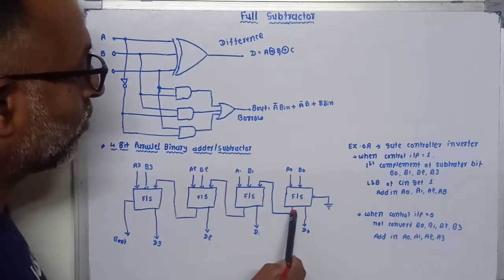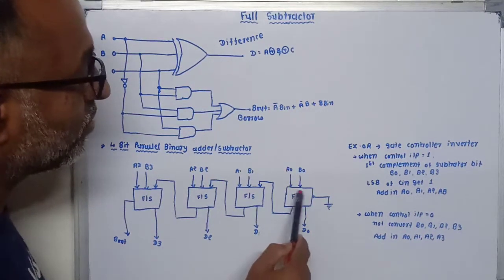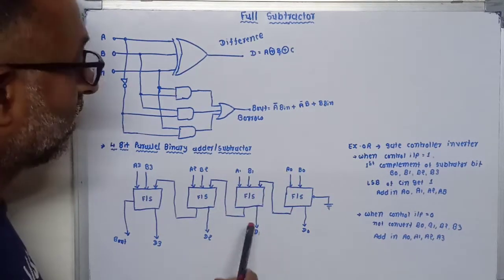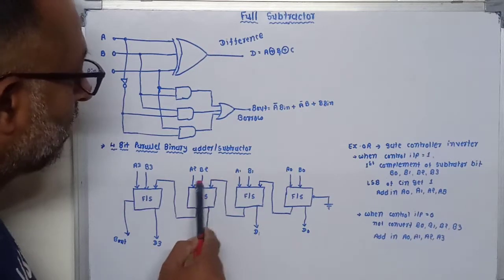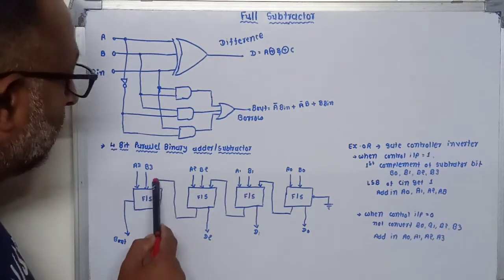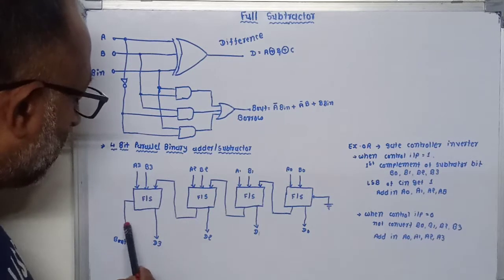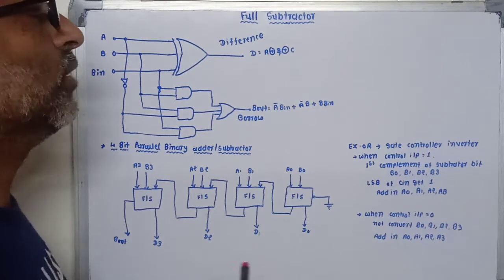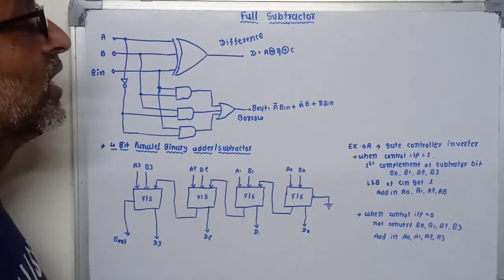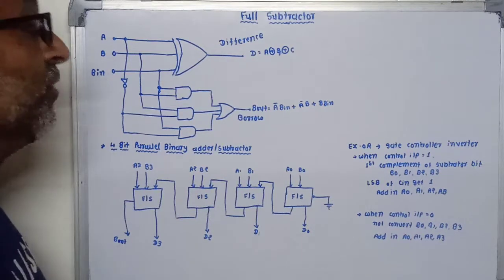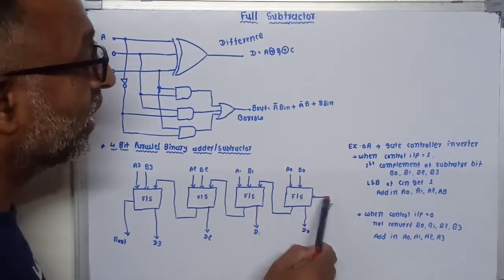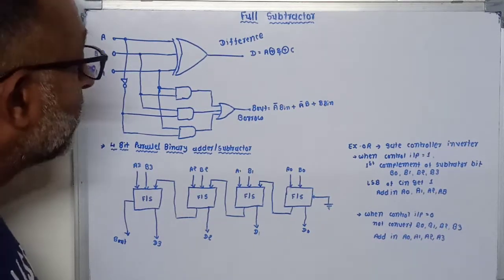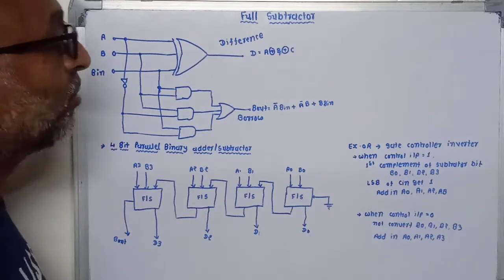The borrow generated by this first full subtractor circuit is given to the second full subtractor circuit, and similarly the second is connected to the third, the third is connected to the fourth, and the final borrow out is taken from the fourth full subtractor circuit. Now the exclusive OR gate is used as a gate controller inverter, which is connected to the first C-in of the full subtractor circuit. That means it is controlled, so it can be used as an adder and a subtractor.